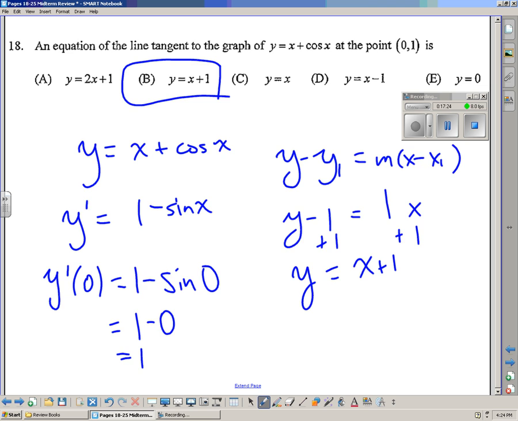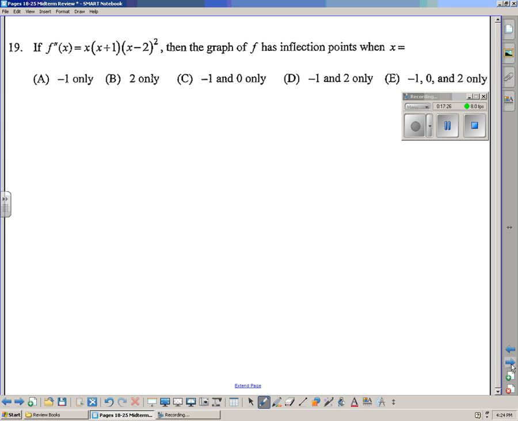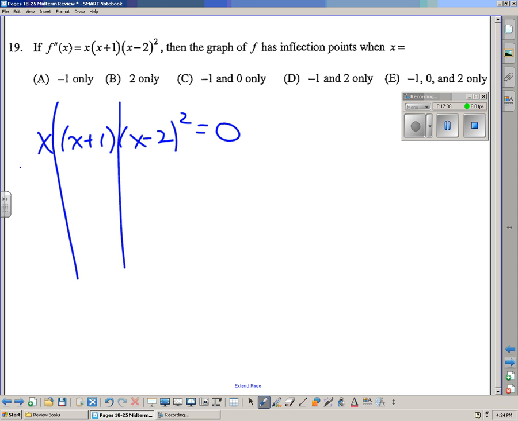Very easy. All right, 19. If f double prime of x is given by that function, we want to find out where the graph of f has inflection points. So first, I want to set this thing equal to 0. We would get 3 roots. x is equal to 0, x is equal to negative 1, x is equal to 2.